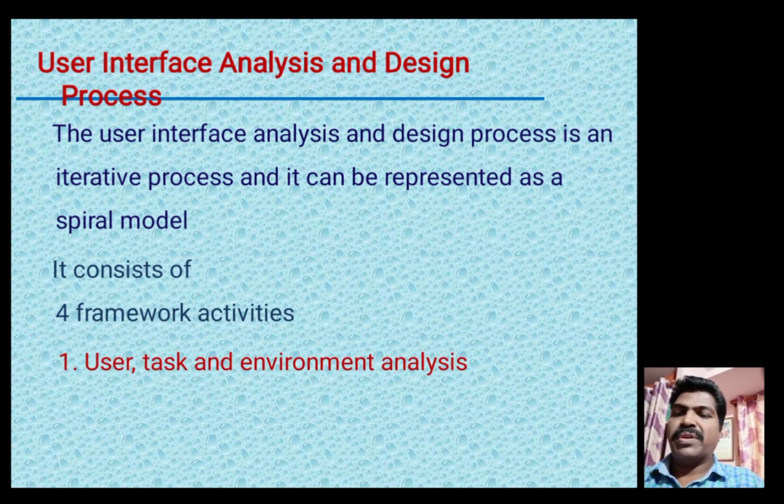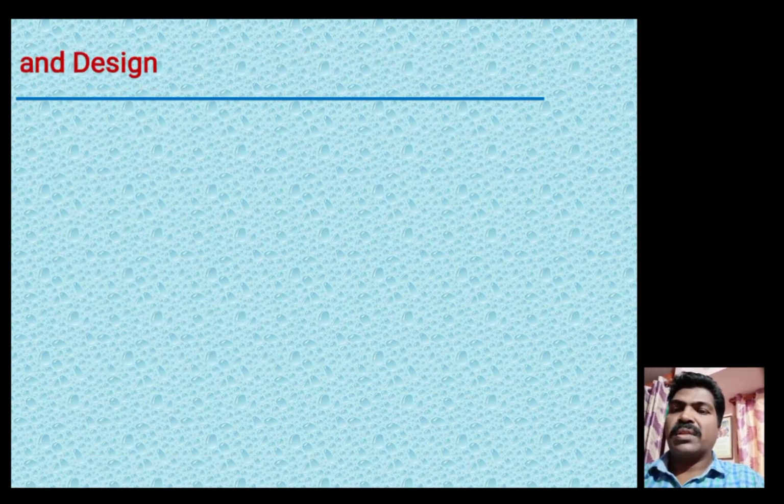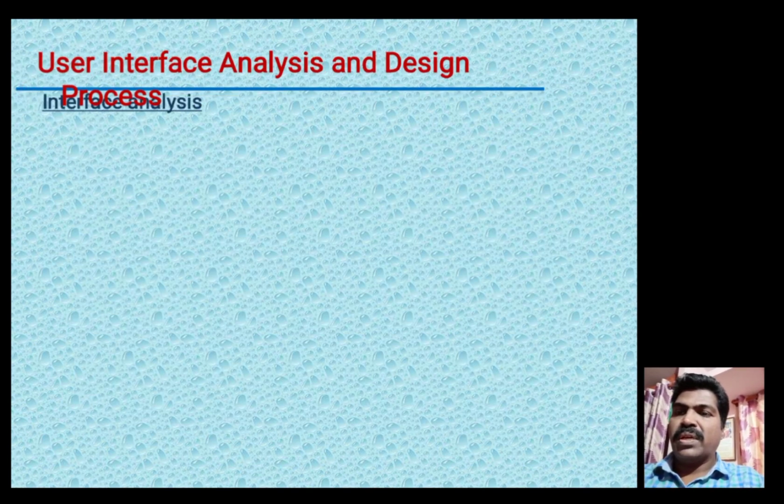It consists of 4 framework activities. First one is user, task and environment analysis, then interface design, interface construction, and validation. Now if you look at this diagram, in the first framework activity, user, task and environment analysis is done here, and coming to second framework activity, interface design is done here, and coming to third framework activity, implementation or the real construction is done here, and last one is interface validation. Okay, we'll see one by one framework activity.